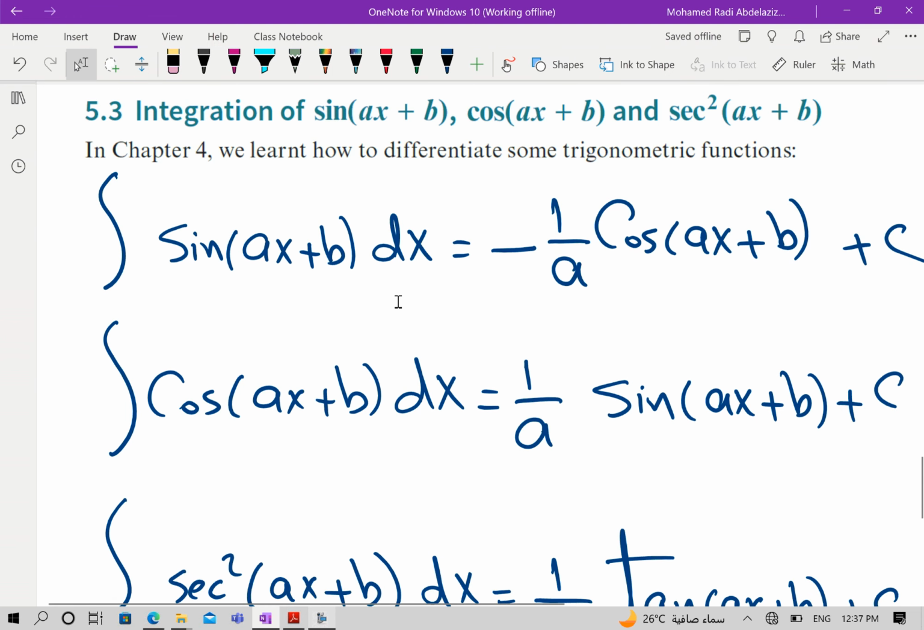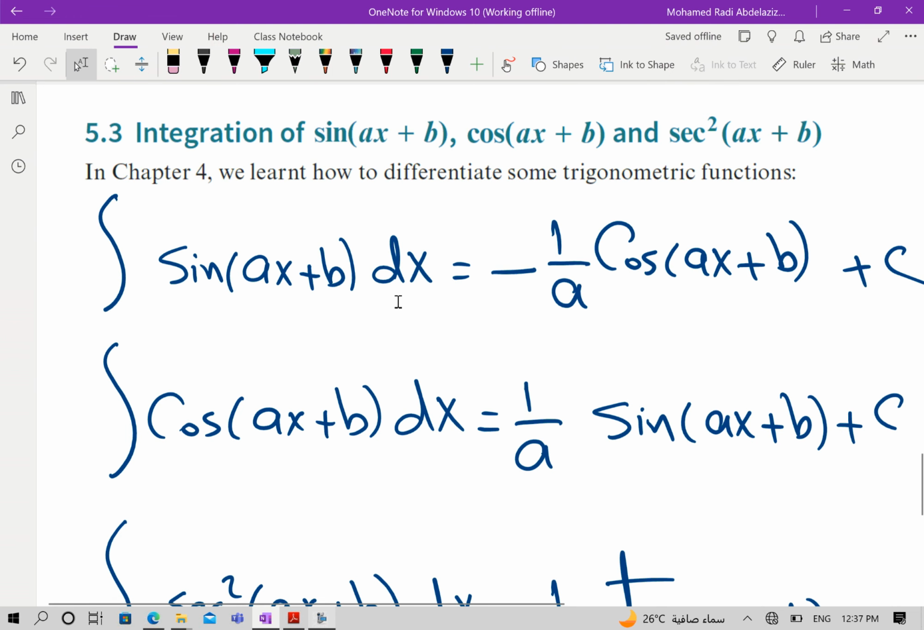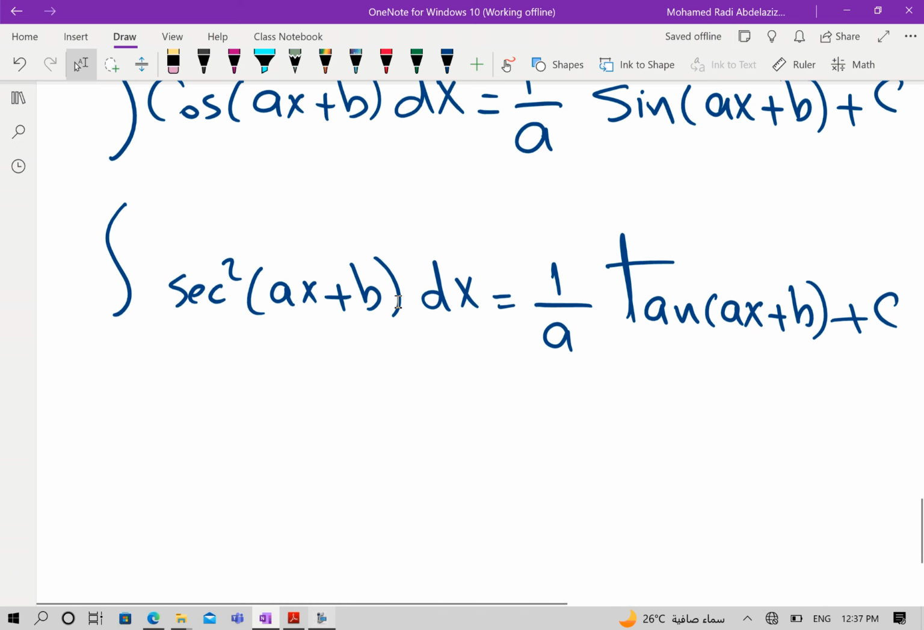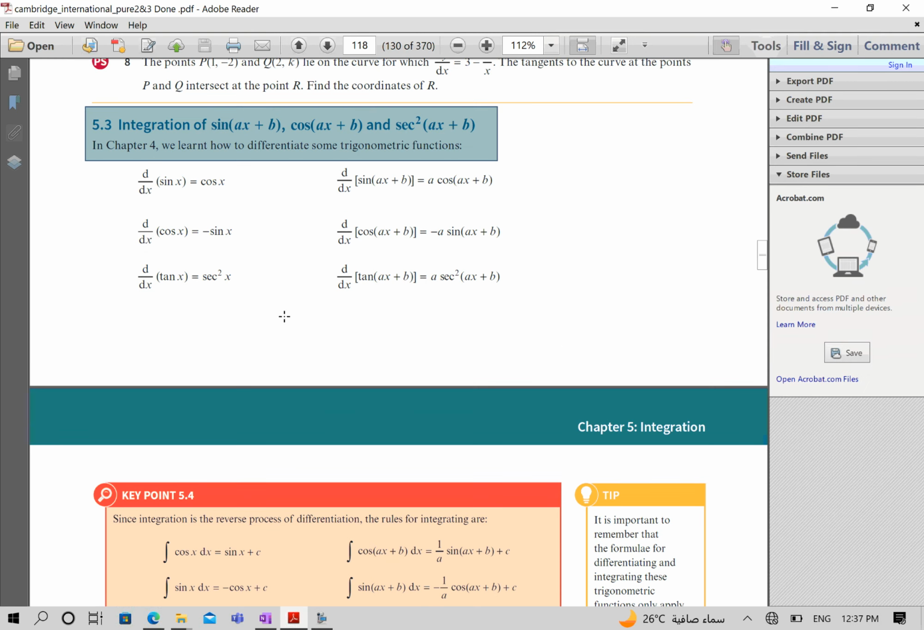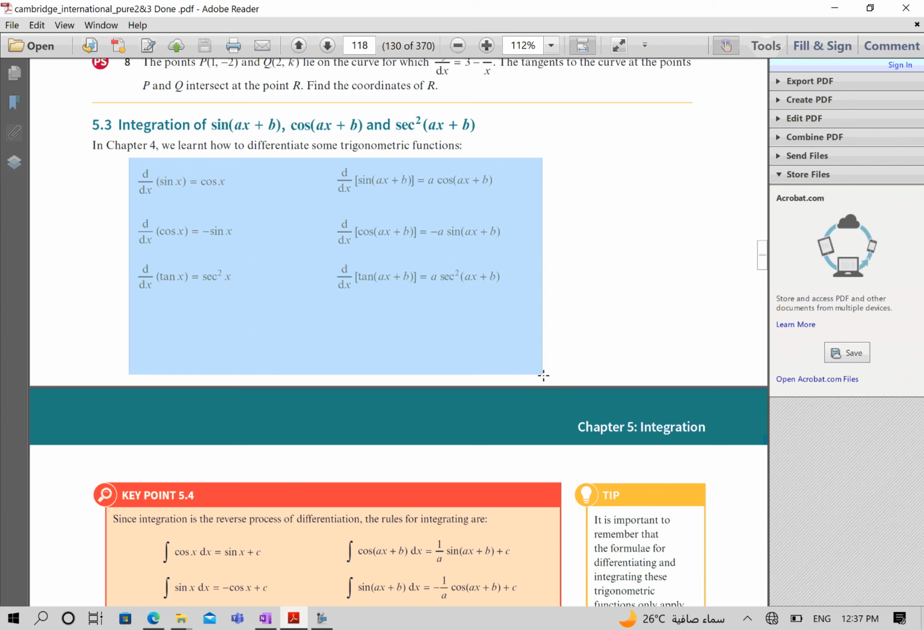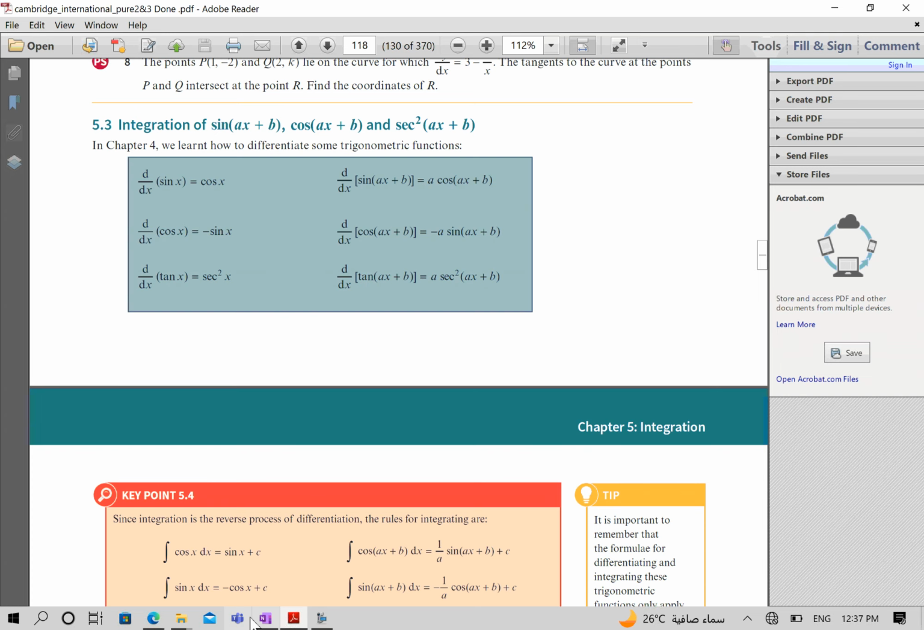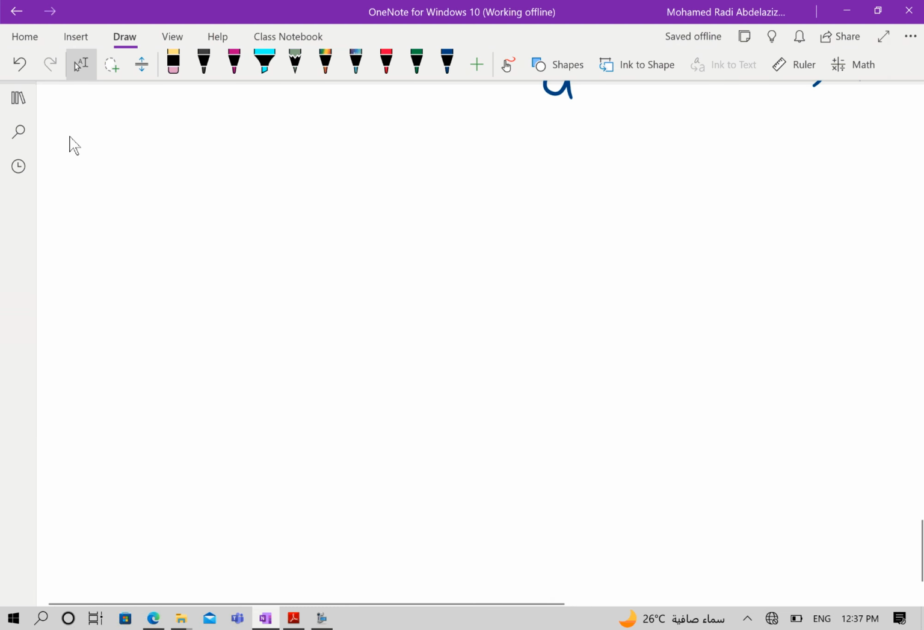So the integral of sine is negative cosine, the integral of cosine is sine, and the integral of sec squared is tan. Don't ask me about the integral of tan. We'll study it later. I need only sine, cosine, sec squared. Clear? But we'll explain later how to integrate sine squared, sine cubed, cosine squared, cosine cubed. It's in a bigger field.